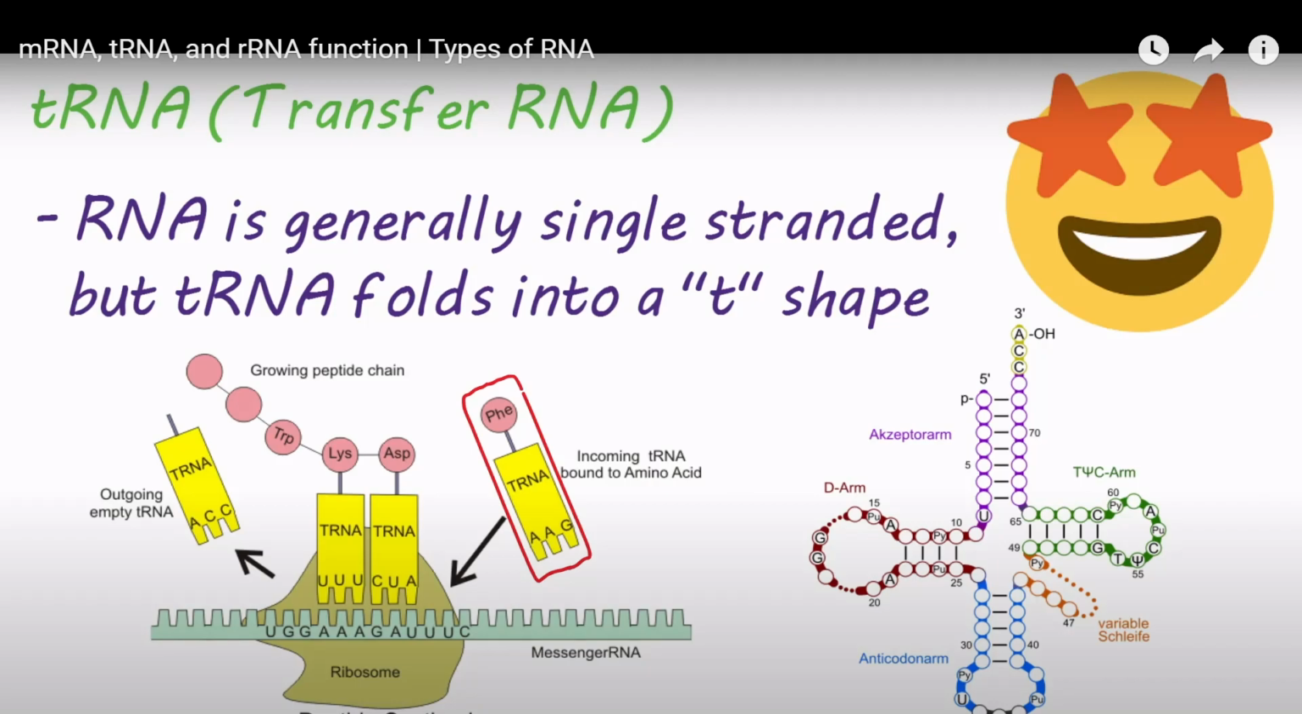Complementary, yes. Does anyone remember what we call the 3-letter code on the mRNA? The 3-letter code is called a codon, okay? And its opposite partner, the 3-letter code on the transfer RNA, is not a codon but an anticodon, okay? So we have the codon, we have the anticodon, and that's how they know which amino acid to bring.